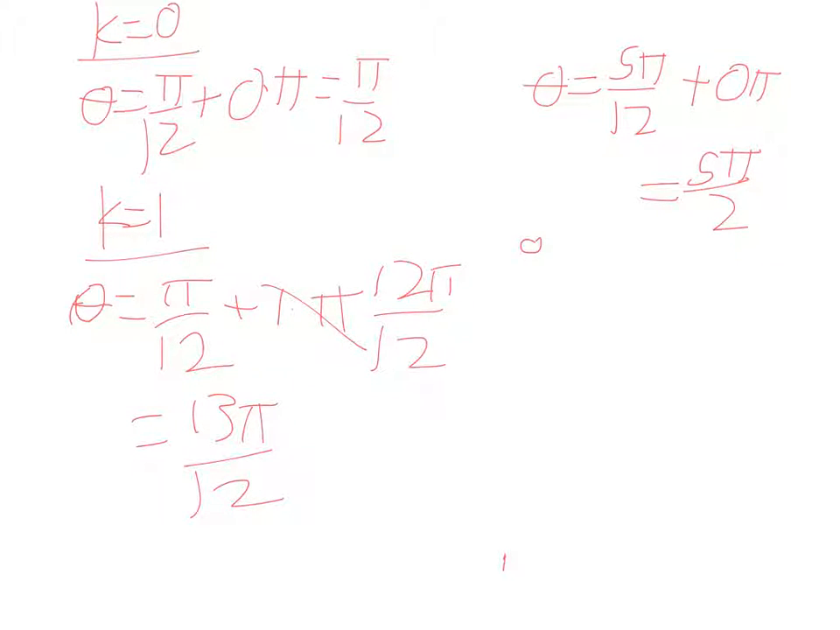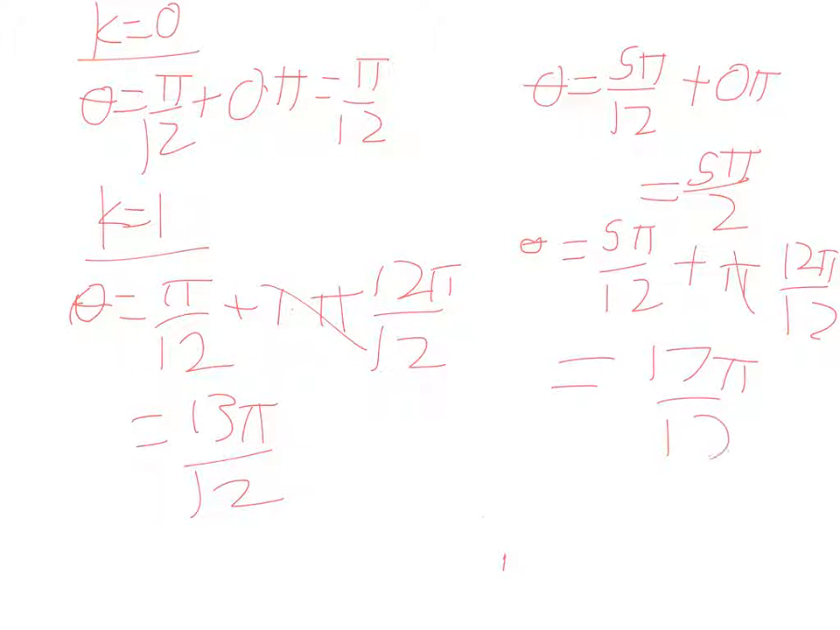Likewise, if you do the other equation, you have theta is equal to 5 pi over 12 plus 1 times pi, or just pi. Remember, like in the last equation, pi can be rewritten as 12 pi over 12, so 5 pi over 12 plus 12 pi over 12 gives you 17 pi over 12.